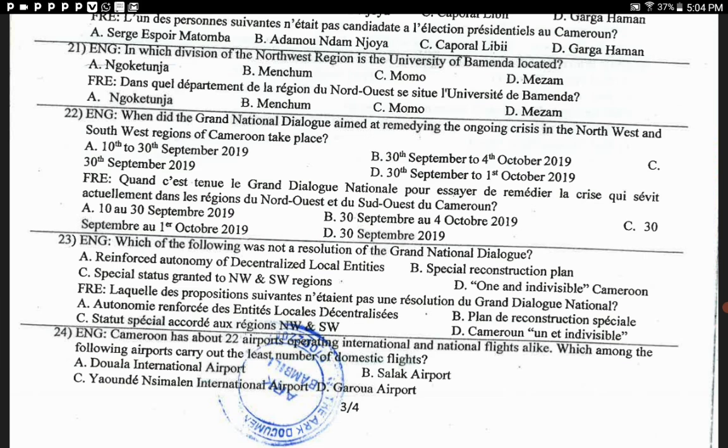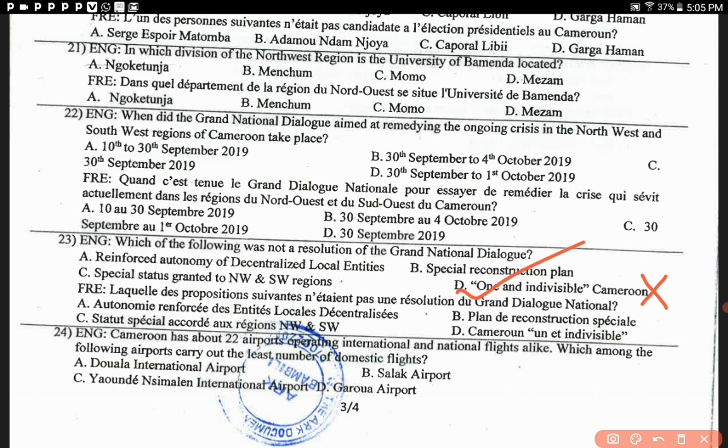Option A, the reinforced autonomy of decentralized local authorities. It was a resolution. Next, B, special reconstruction plan. Yes, it was a resolution. Special status granted to Northwest and Southwest. Yes. One and indivisible Cameroon. No. The answer is D.